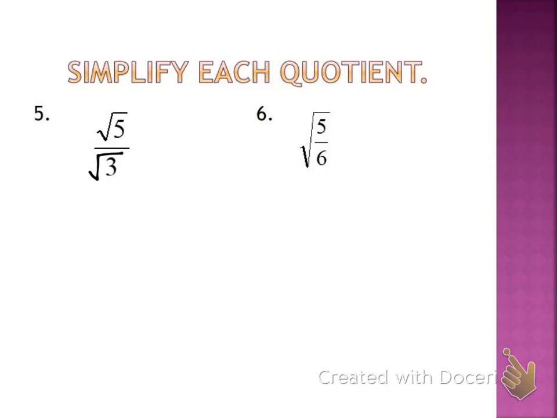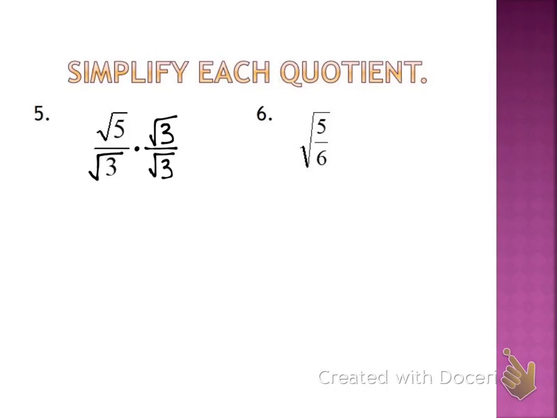In order to rationalize a denominator, which means to get a radical out of the denominator, we have to multiply the numerator and the denominator by the radical part that's in the bottom. So we're going to multiply the top and the bottom by the square root of 3. To rationalize a denominator, you multiply the top and the bottom by the radical part from the bottom.